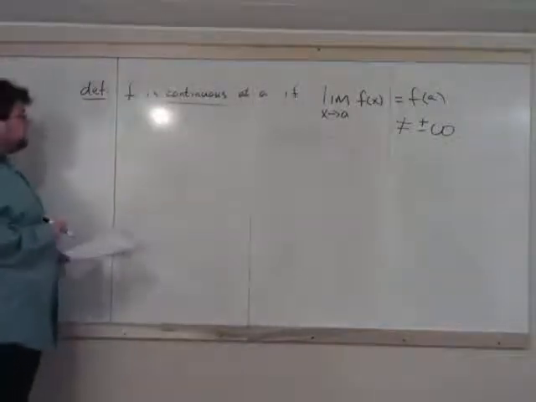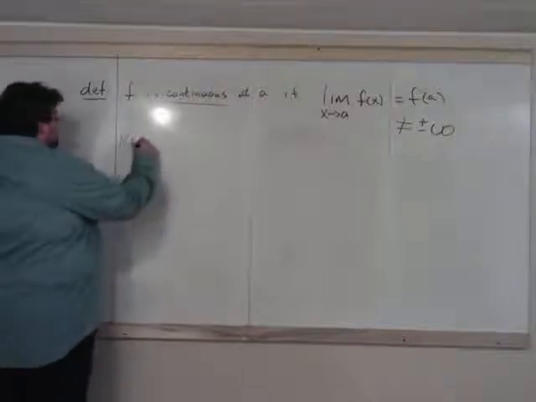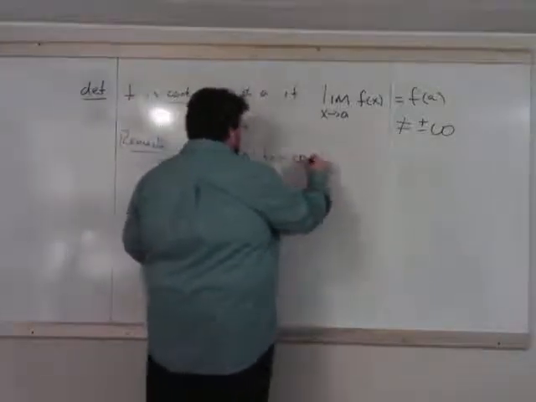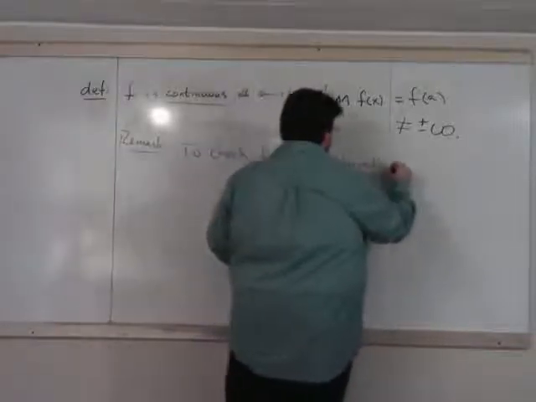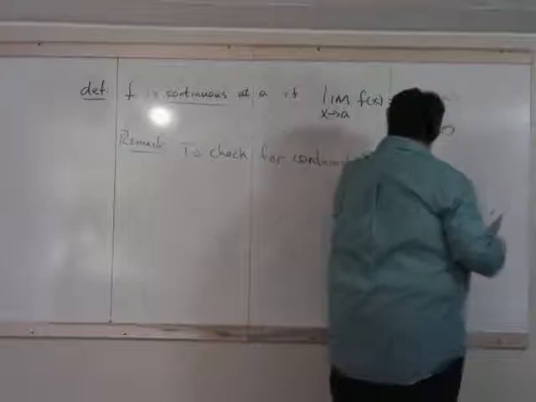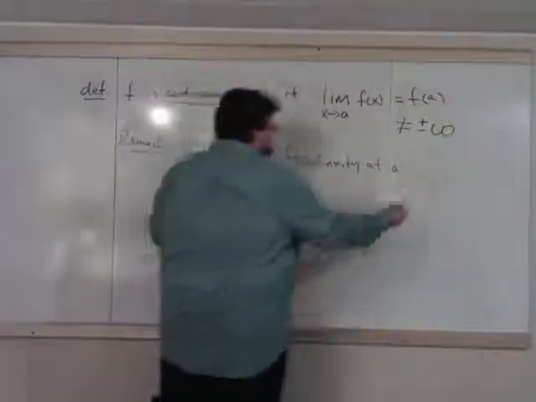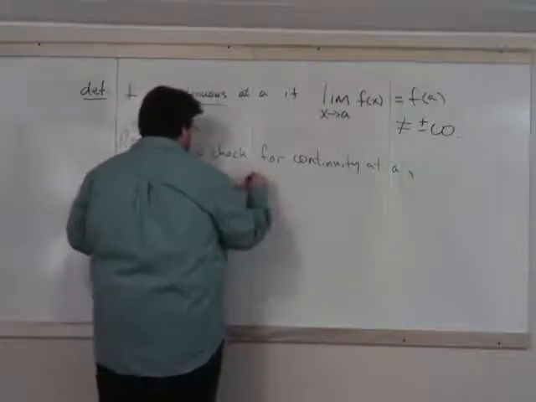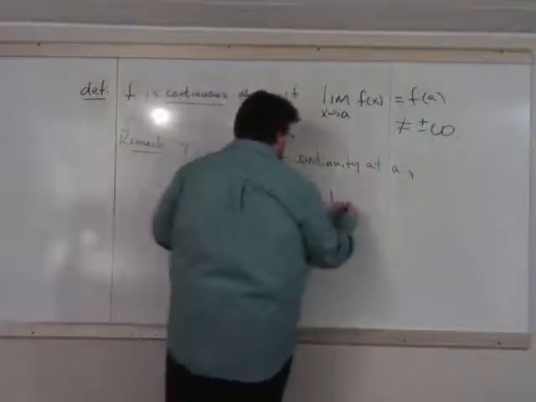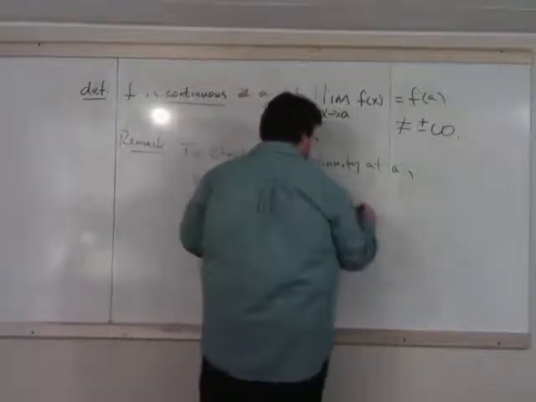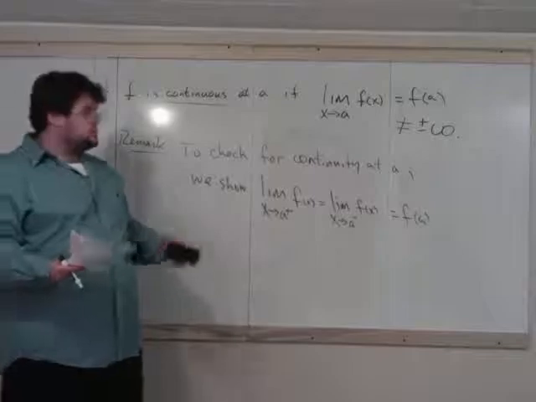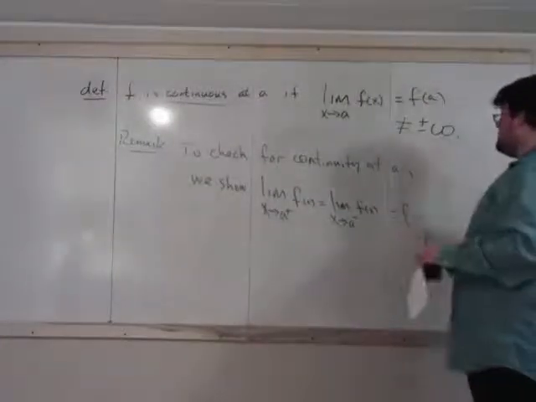Now, before illustrating this with a graph, I'm just going to make one remark. To check for continuity at a point A, we show that the limit as x approaches A from the right equals the limit as x approaches A from the left, which equals the function evaluated at A. This is writing it out in more detail, but in the examples we see, we will be verifying this equation.